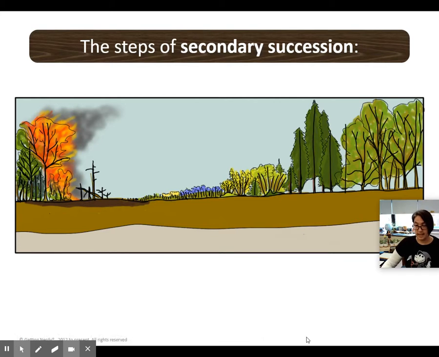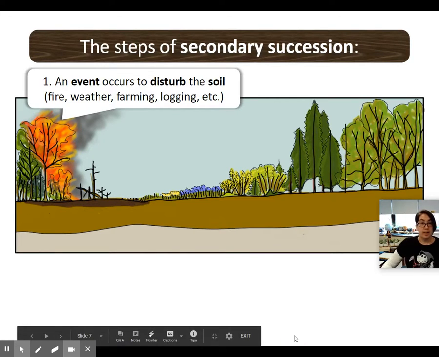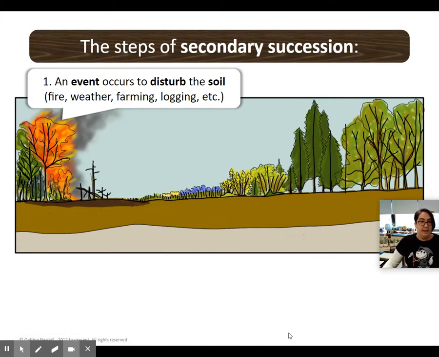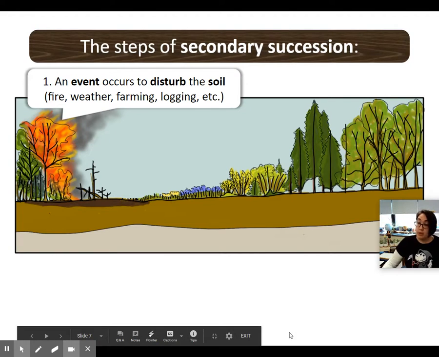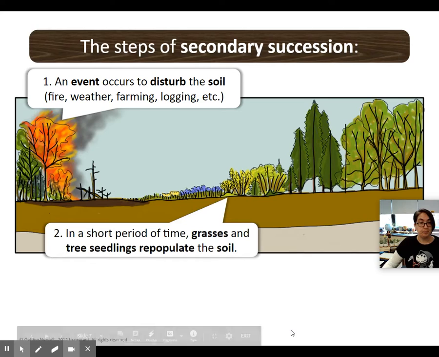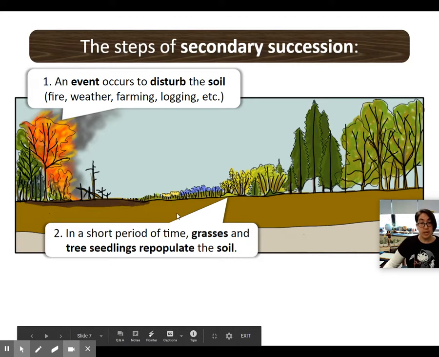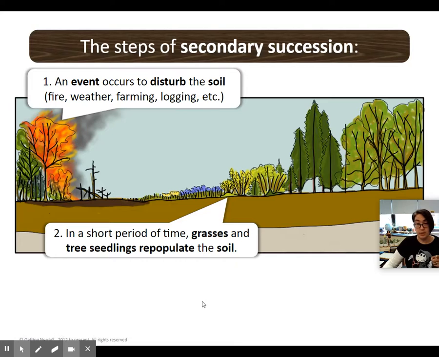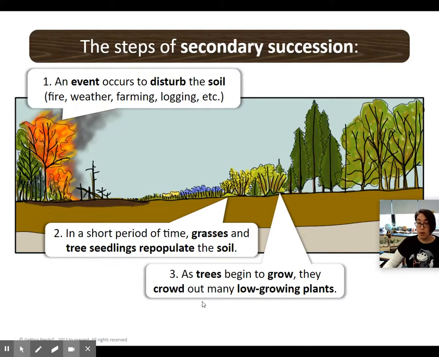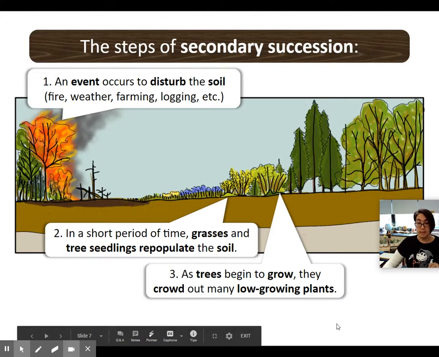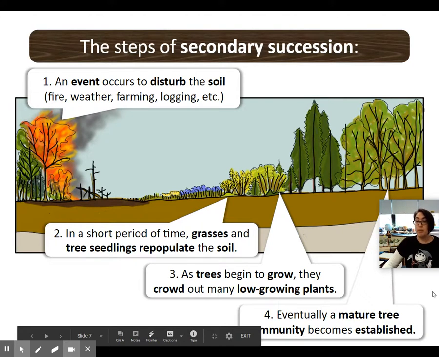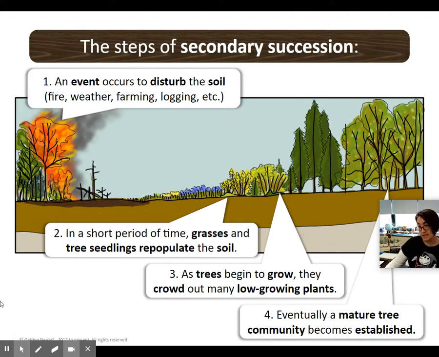So secondary succession, what does that look like? It starts with an event that disturbs the soil. So this could be fire, weather, farming, logging, anything like that, either human or natural causes. In a short period of time, we start getting grasses, tree seedlings, and other producers repopulating the soil, because remember, I still have soil. As the trees begin to grow, they then crowd out these low-growing plants. And eventually, we'll have a mature tree and forest community established.